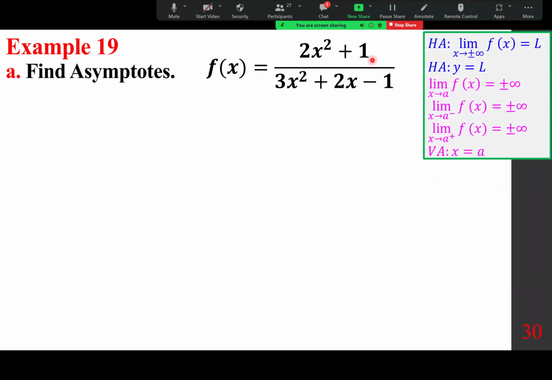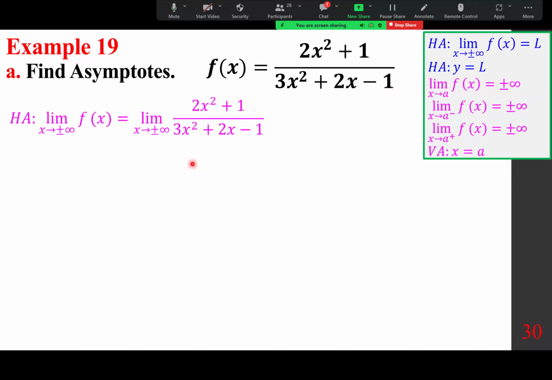F of x is 2x squared plus 1 over 3x squared plus 2x minus 1, and we are to find asymptotes, which means we are dealing with a rational expression, or in this case, rational equation or rational function. To find asymptotes, we are interested in finding horizontal asymptote and vertical asymptote. To find the horizontal asymptote, we take a limit as x approaches infinity or negative infinity. You really have to do both. Sometimes they produce different answers. In this case, it makes no difference.